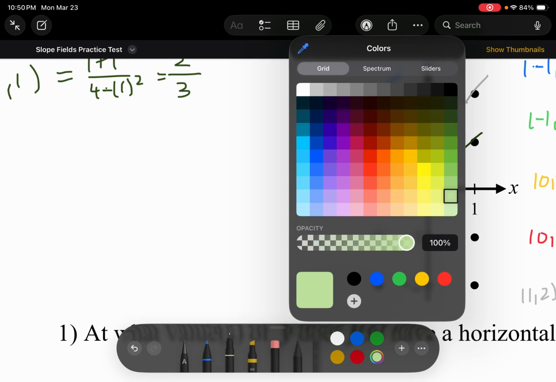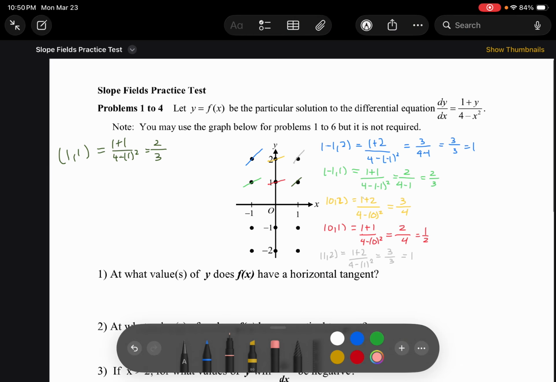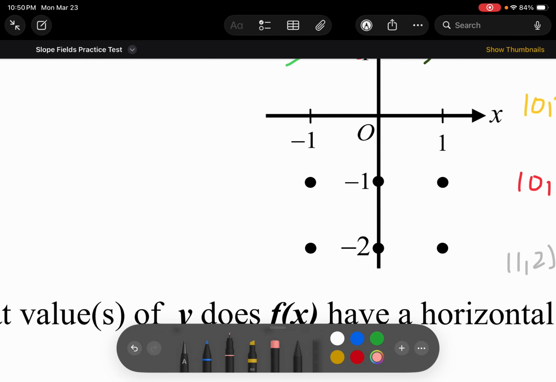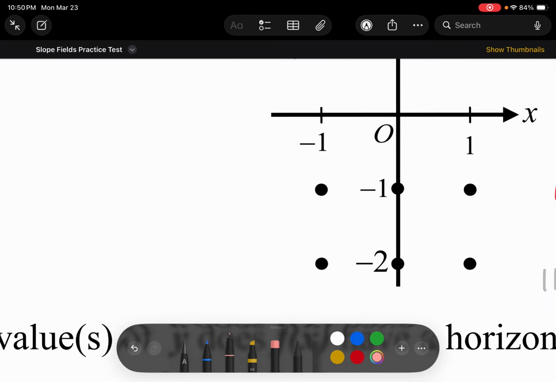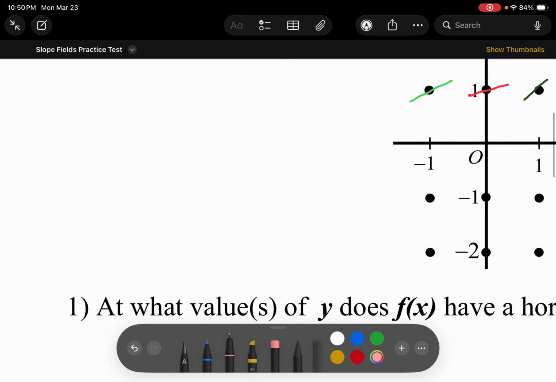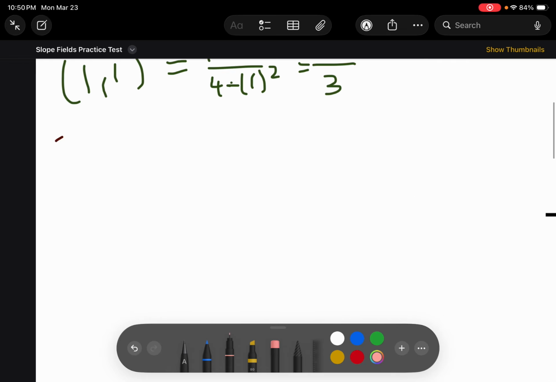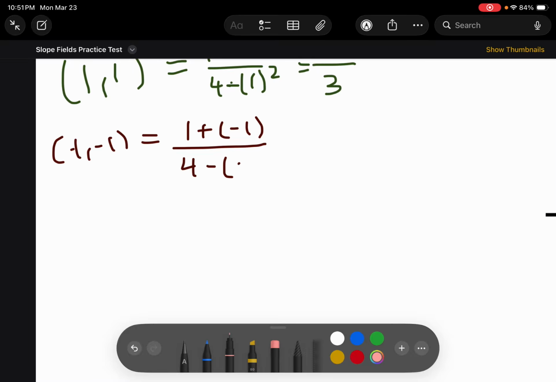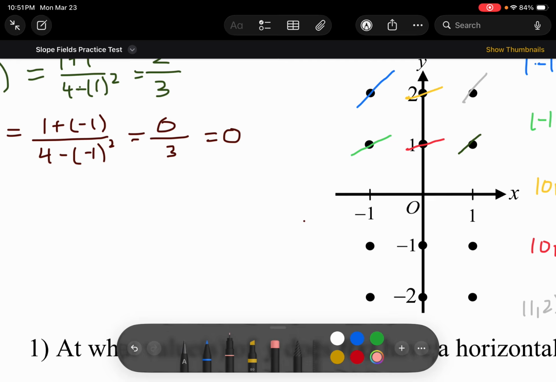Let's move on to the next slope. Let's do a little salmon color. We're going to do the bottom 6. We're going to start with this one, -1, -1. So it's going to be 1 plus y, 1 plus -1 over 4 minus -1 squared. 1 plus -1 is just 0. 4 minus -1 squared is just 4 minus 1, which is 0 over 3, which is just 0. So you're going to have a horizontal line here.